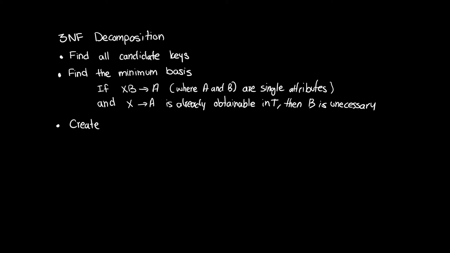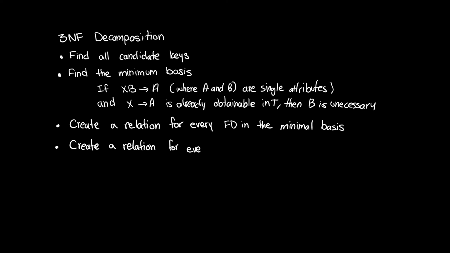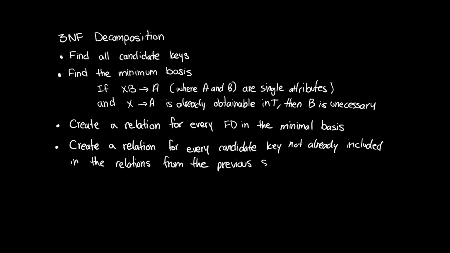After finding the minimal basis, we create one relation for every functional dependency in the minimal basis. Finally, we create relations for any candidate key not already included in the relations from the previous step. Let's illustrate this decomposition with some examples.